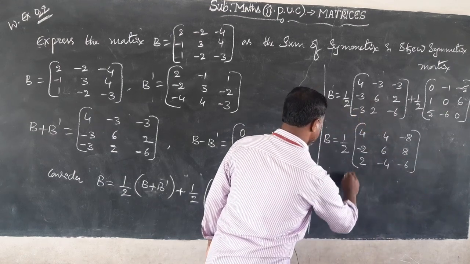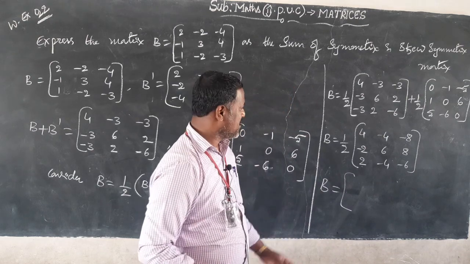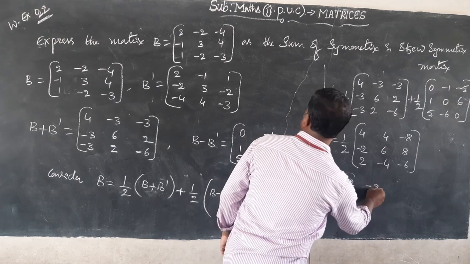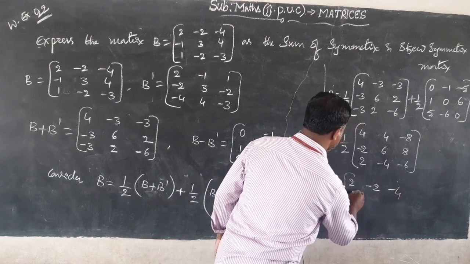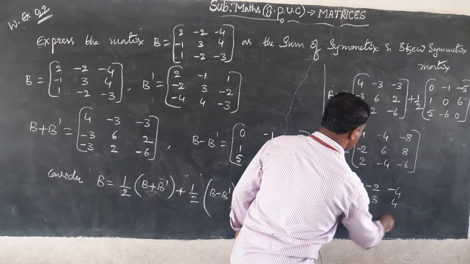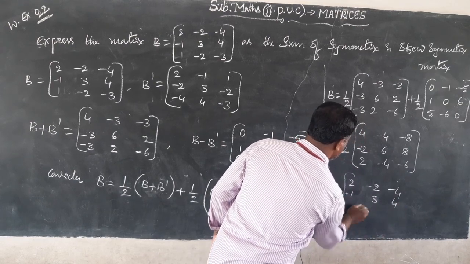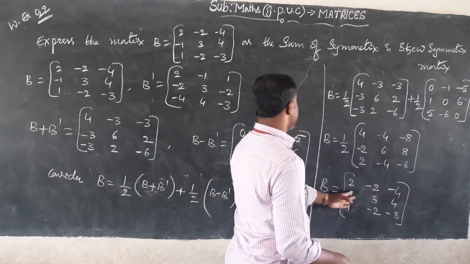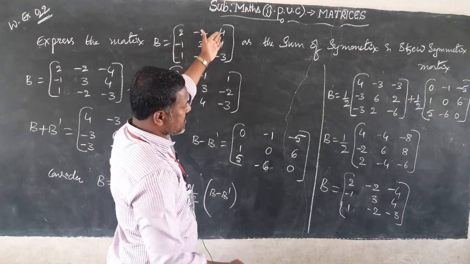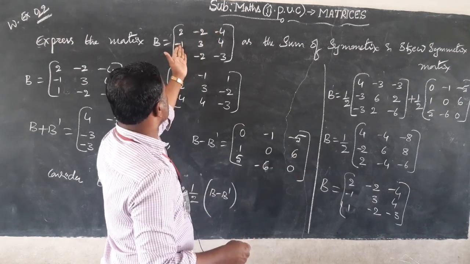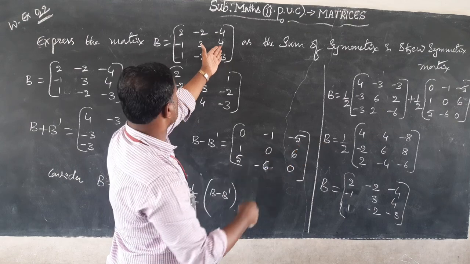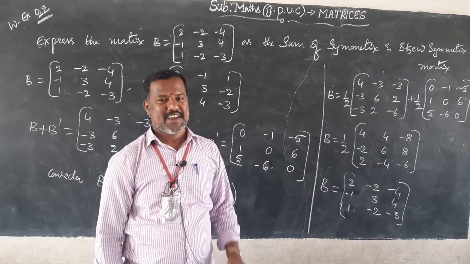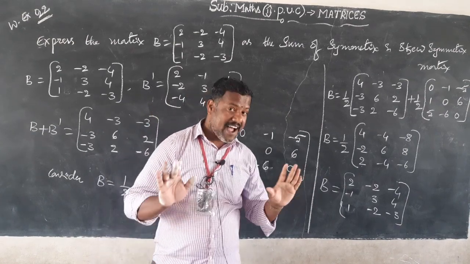Now the value of B is equal to, see children, 2 2s, 2s, minus 2s, minus 4s, minus 1s, 3s, 4s, 1s, minus 2s, minus 3s. What is this answer? Check. 2 minus 2 minus 4, 2 minus 2 minus 4, minus 1 3 4, minus 1 3 4, 1 minus 2 minus 3, 1 minus 2 minus 3. The answer is the same as the question.